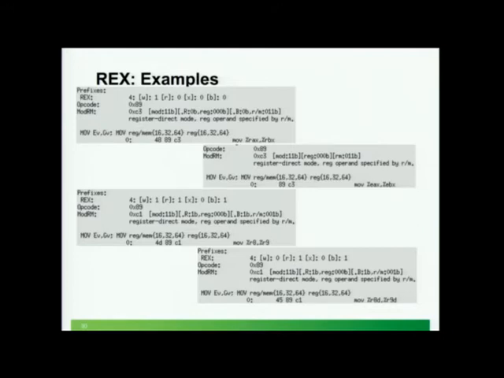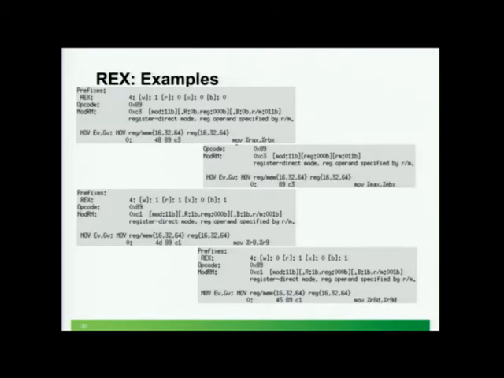Let's do some examples. So if you do mov RAX, RBX, the width bit is set to 1, so you get 64-bit registers. If you don't set the width bit, or you don't supply a REX prefix, you get 32-bit operands. If you want to address the extended registers, the added ones, you have to set each bit for source and destination. So the B bit and the R bit are set.